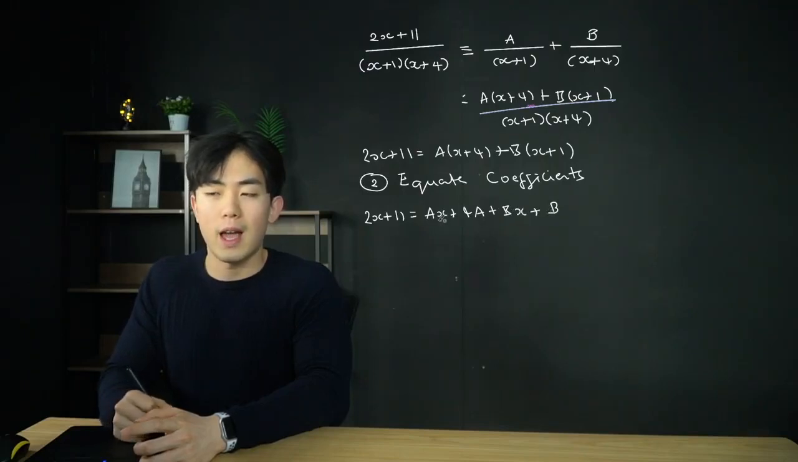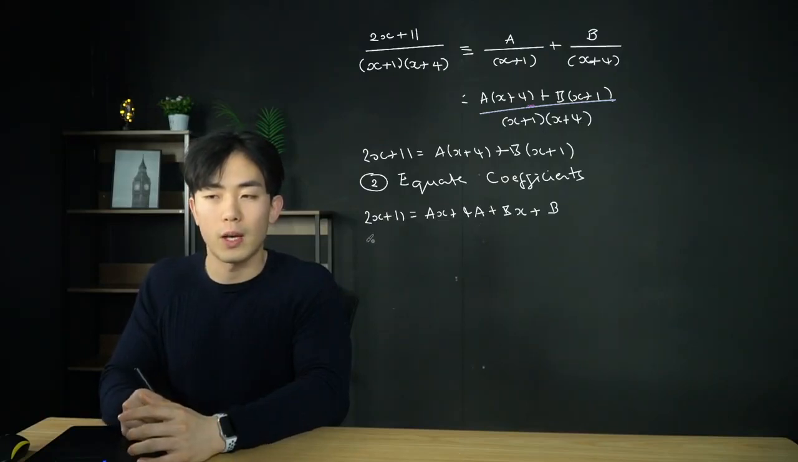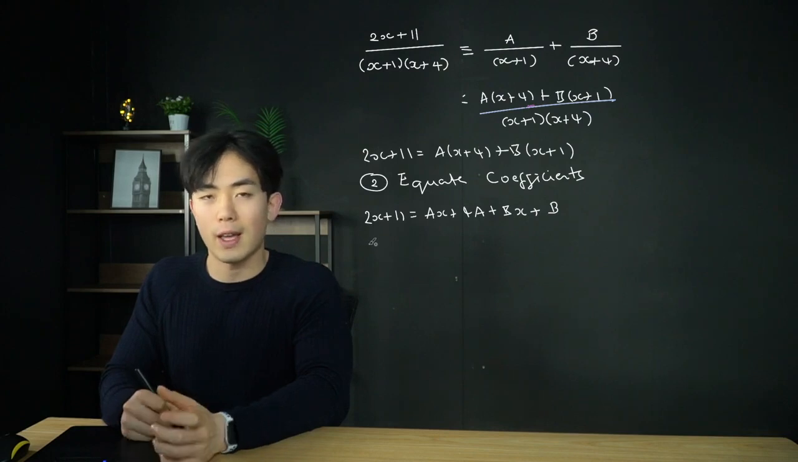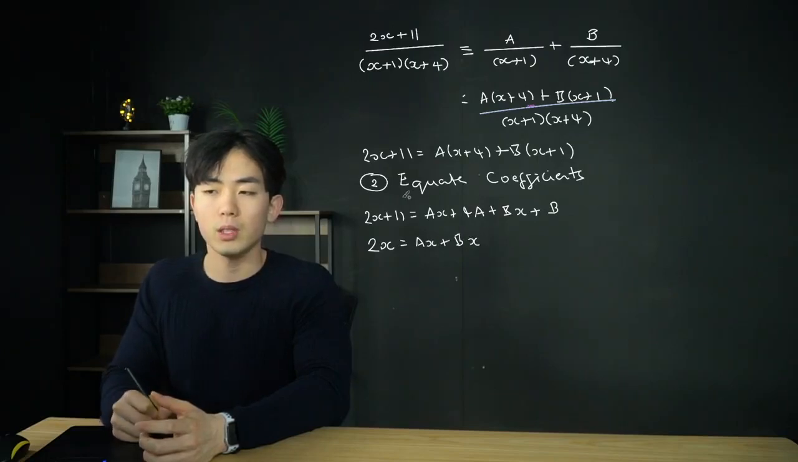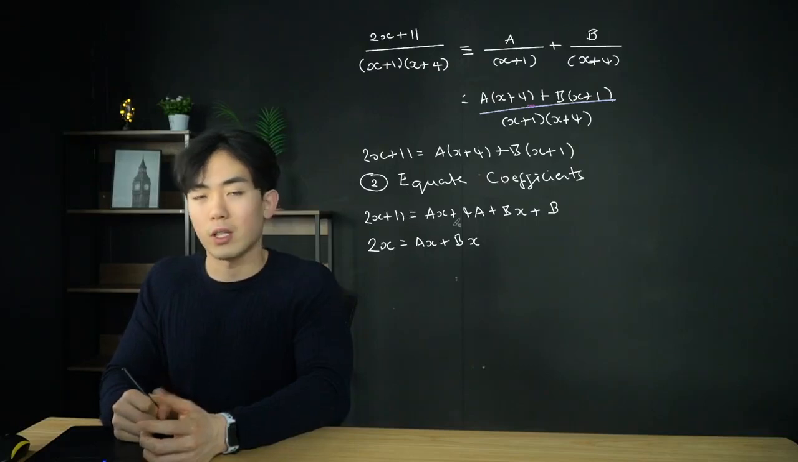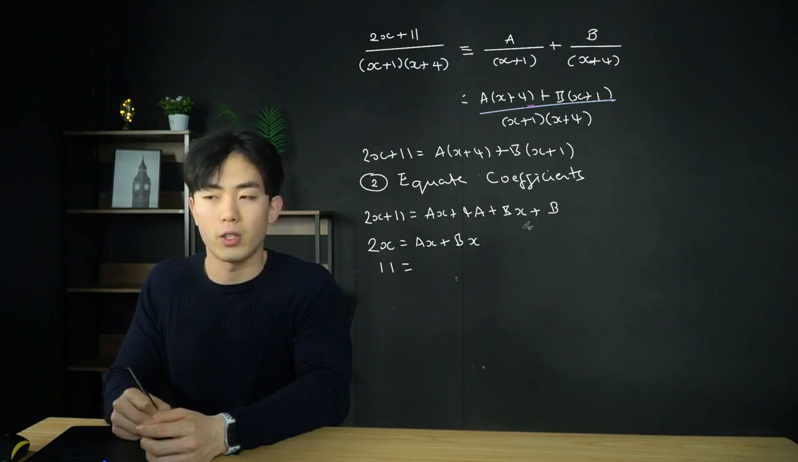Every x value on the left-hand side has to equal the x values on the right-hand side. We've only got a 2x here, so equating the x coefficients, we have 2x is equal to ax + bx. Same thing for the 11. 11 is a constant value, so equating the constants, 11 is equal to all the constants, or integers, on the right-hand side, which is 4a + b.